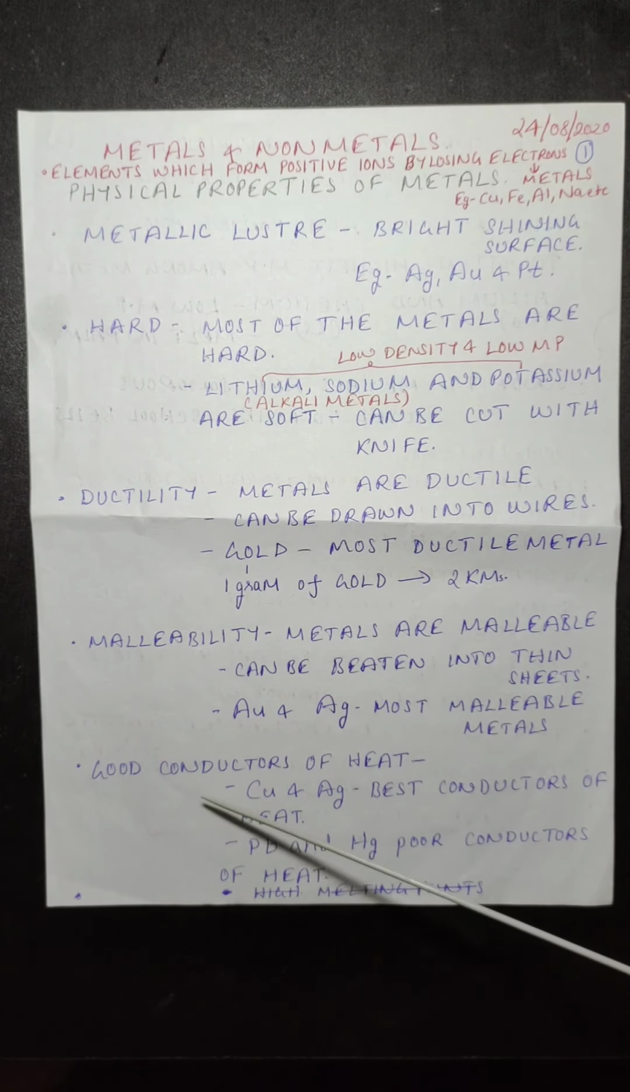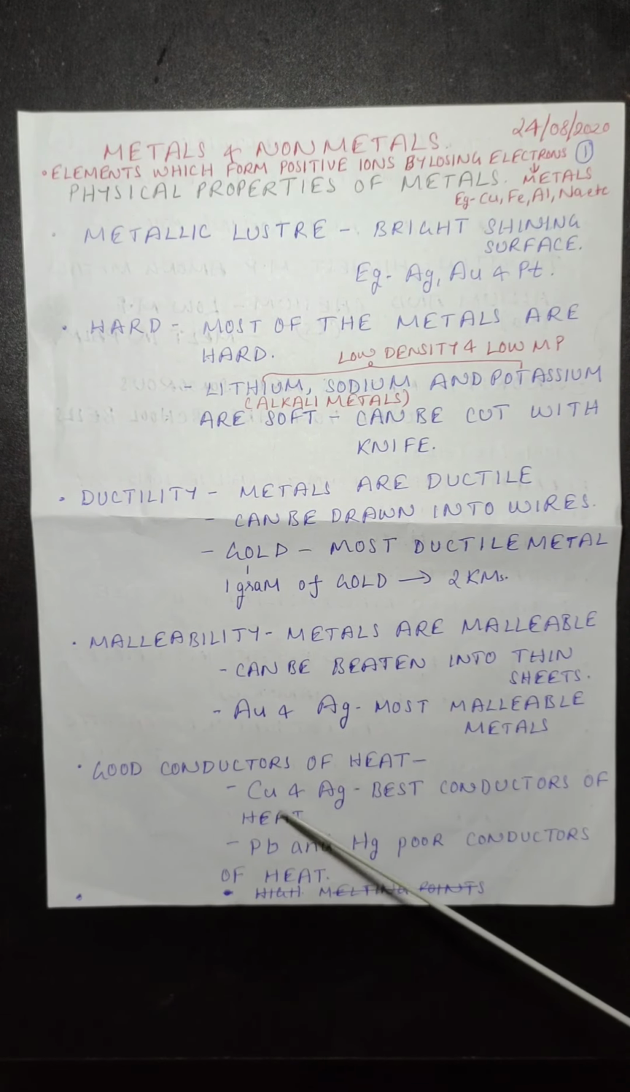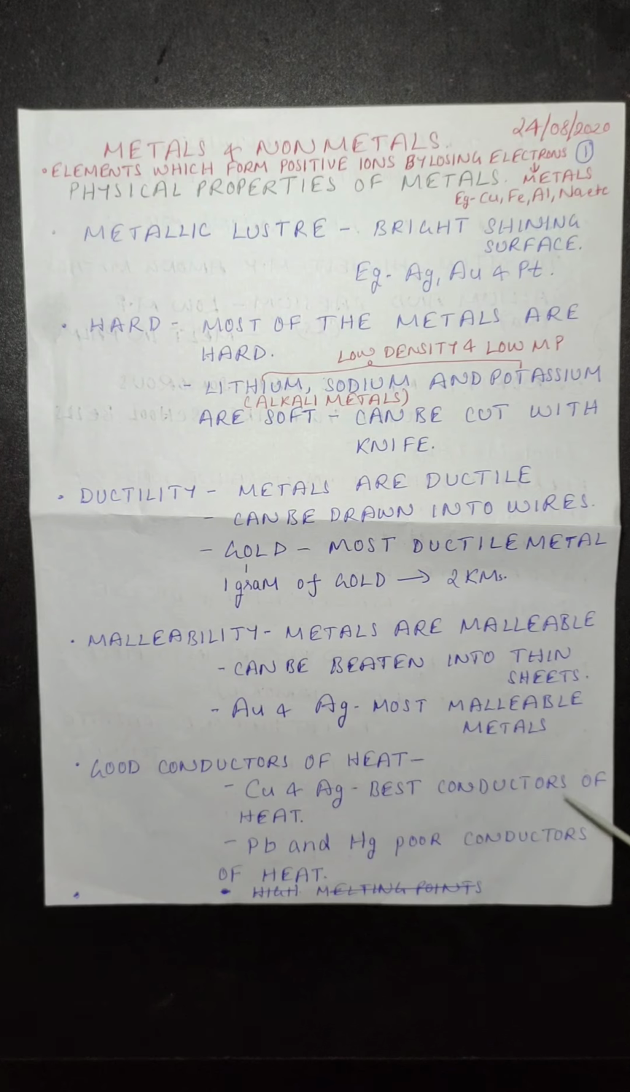The next important physical property, good conductors of heat. Do you know metals are very good conductors of heat compared to non-metals? Copper and silver are the best conductors of heat, whereas lead and mercury, Hg is mercury, are poor conductors of heat. So copper and silver are best conductors of heat.